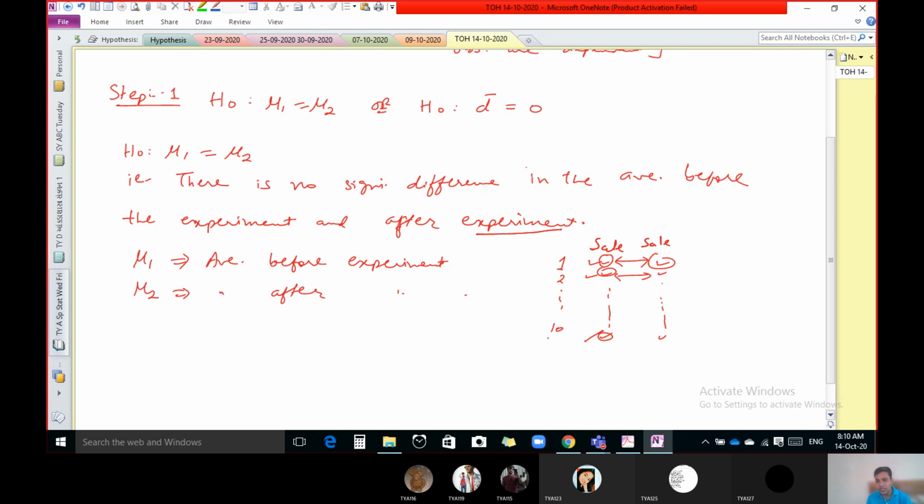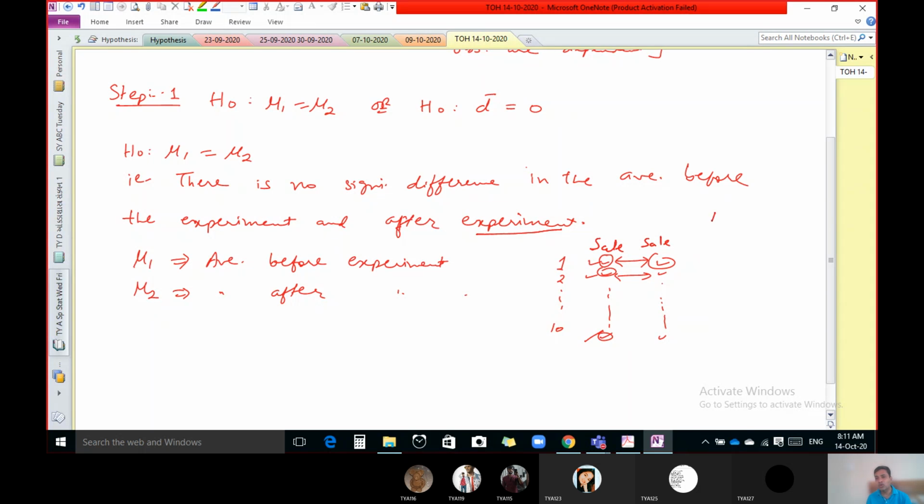Here the products remain the same. If there are 10 students, then all 10 students remain the same. They are not new students. If these are 10 products, the same 10 products should be there. If these are 10 patients, then the same 10 patients should be there. That is why here N1 and N2 are same, and this is not totally independent.